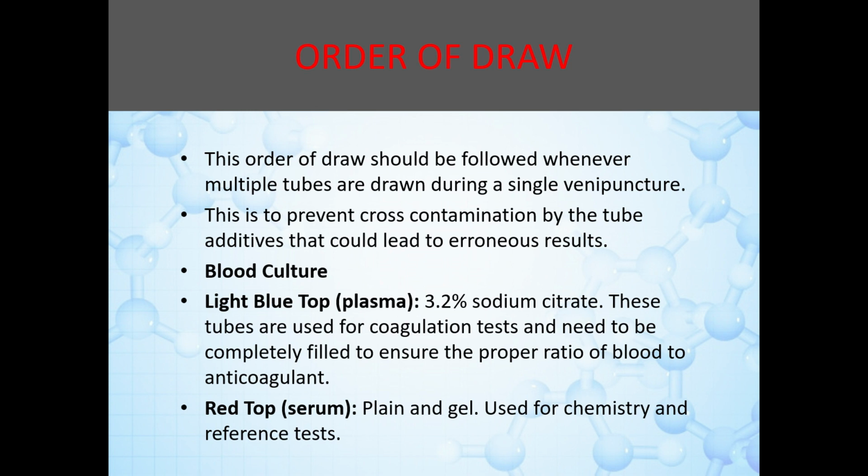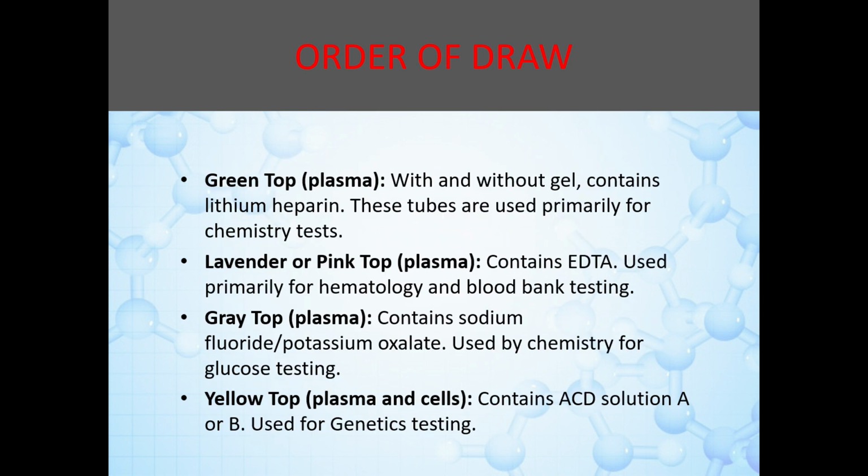Firstly, blood culture, then plasma, light blue top with 3.2% sodium citrate. These tubes are used for coagulation tests and need to be completely filled to ensure the proper ratio of blood to anticoagulant. Then red top serum, plain and gel, used for chemistry and reference tests. Green top plasma with and without gel contains lithium heparin, and these are used primarily for chemistry tests.